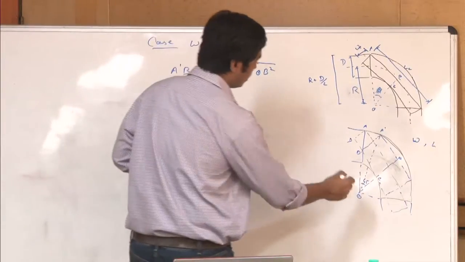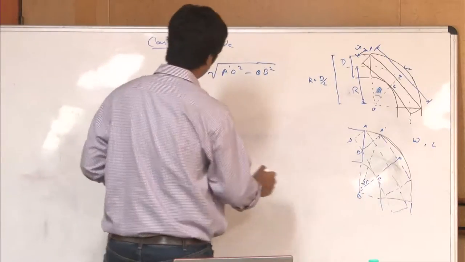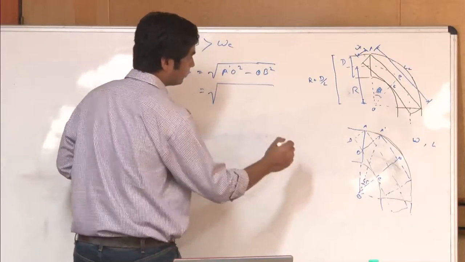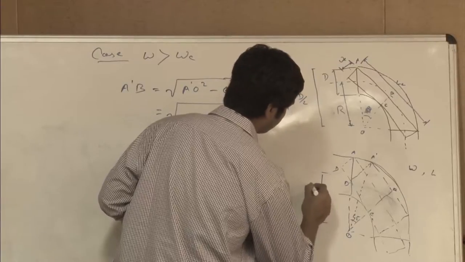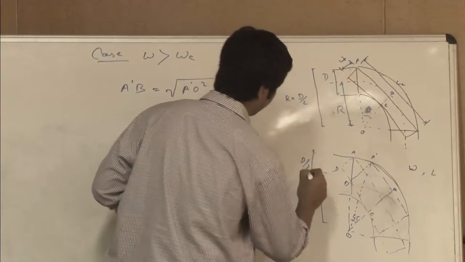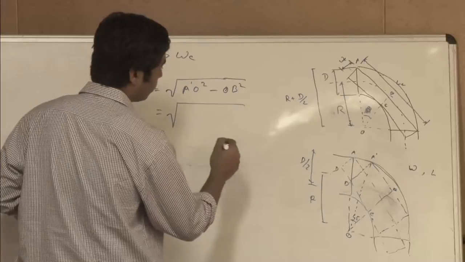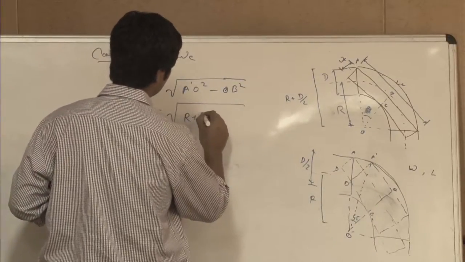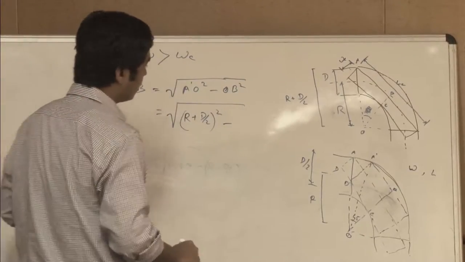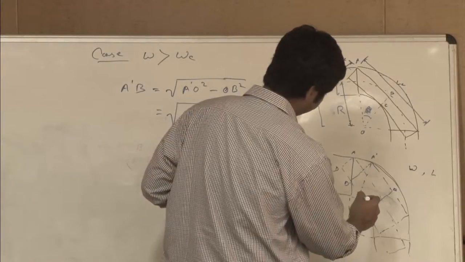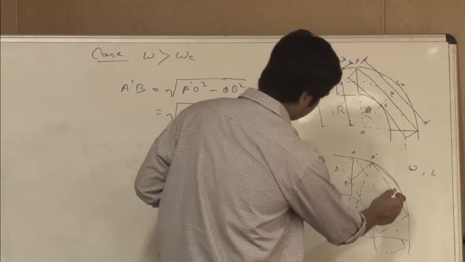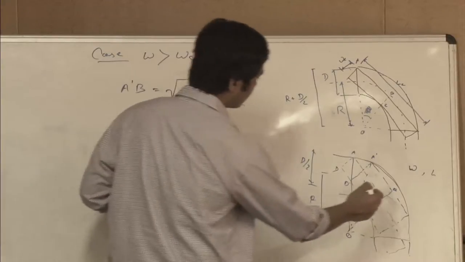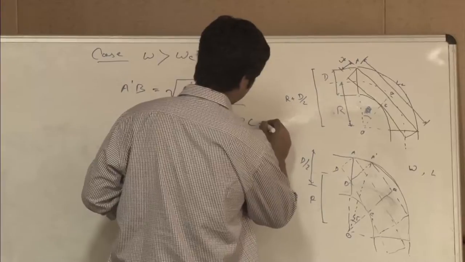And this O A dash O is the radius of this outer line. So it is (r plus d by 2) whole square minus O dash B. This length is w, the new w. BC plus OC.